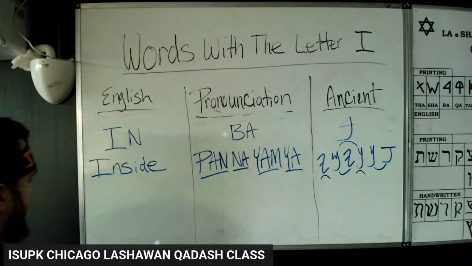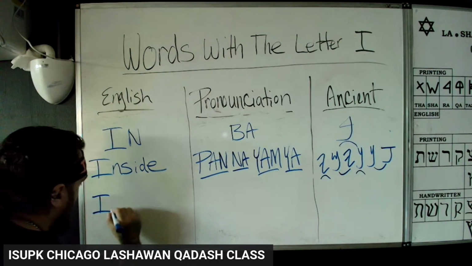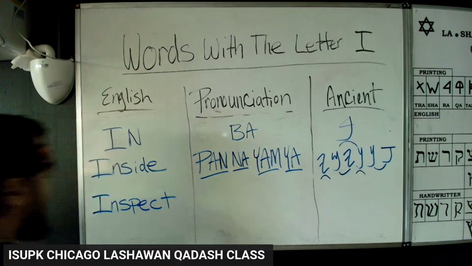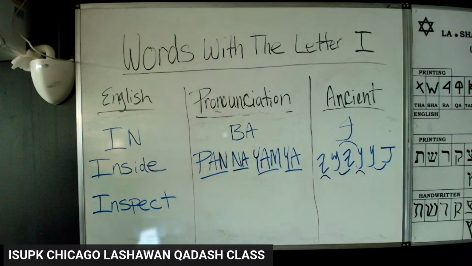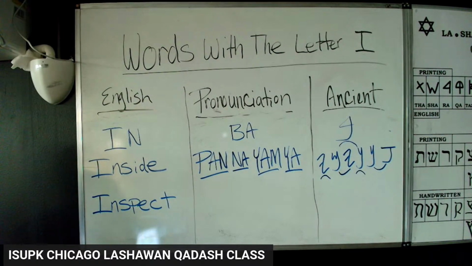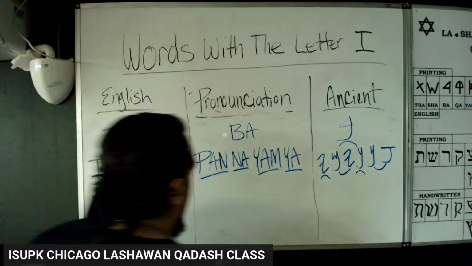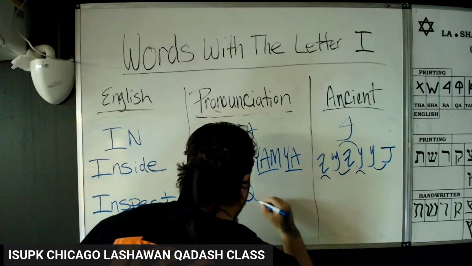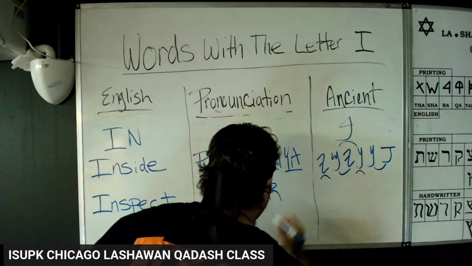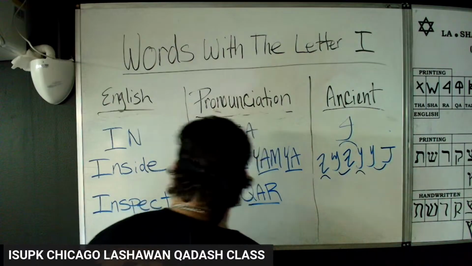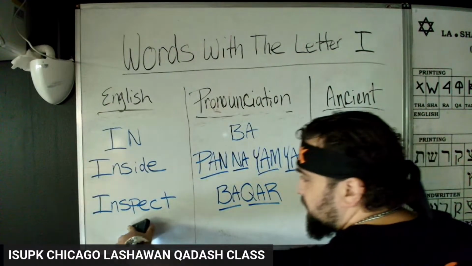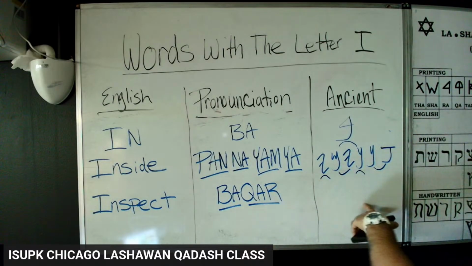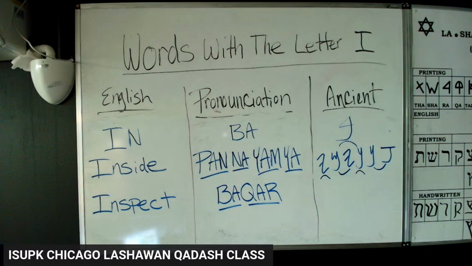Next word is going to be inspect. Inspect. Inspect in Hebrew is bakwar. Ba. Quar. Ba. Quar. All right. Inspect in English is bakwar in ancient Hebrew, and then I'm gonna write it in ancient Hebrew. See if you can write it first though.